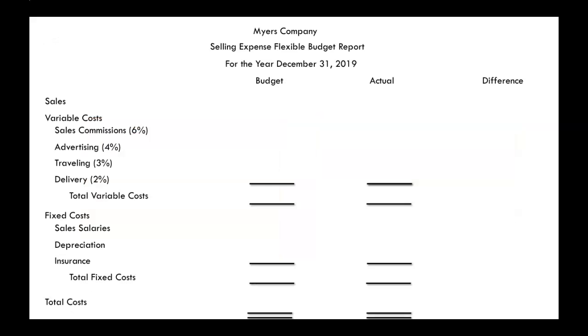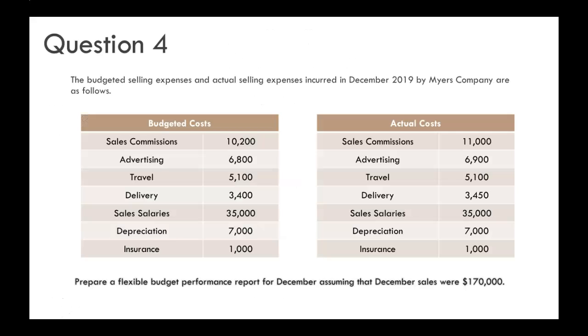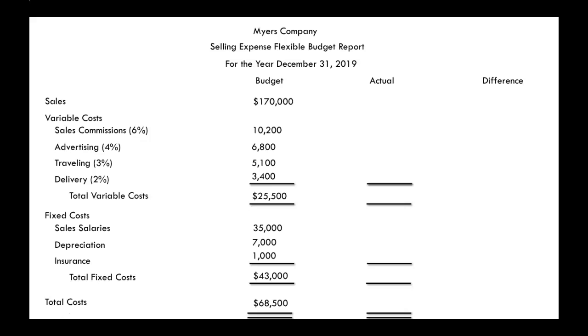So this is what a flexible budget performance report will look like. You'll have all of your budgeted values on the left, then your actual values on the right, and then we can figure out the difference over on the far right. So our sales for our budgeted amount was the $170,000. And then we fill in all of the budgeted amounts that we were given on the last slide, right? We were given all these budgeted costs. So we just fill those in under the budget column.